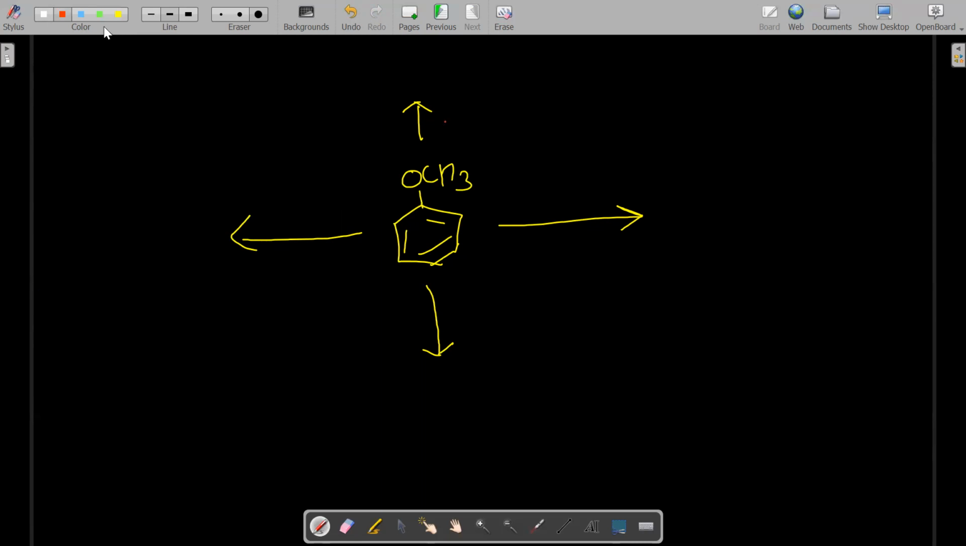Halogenation in the presence of, suppose, Cl2 and anhydrous AlCl3. What do we get? The product, ortho and para product. OCH3 and Cl, with the para product as the major product. I'm just writing the major product only. Okay, so this is the halogenation reaction.